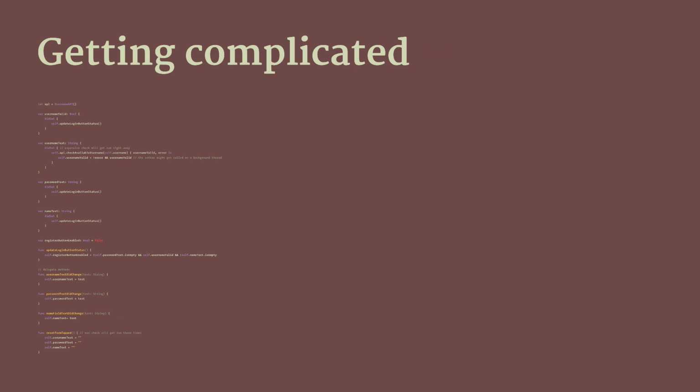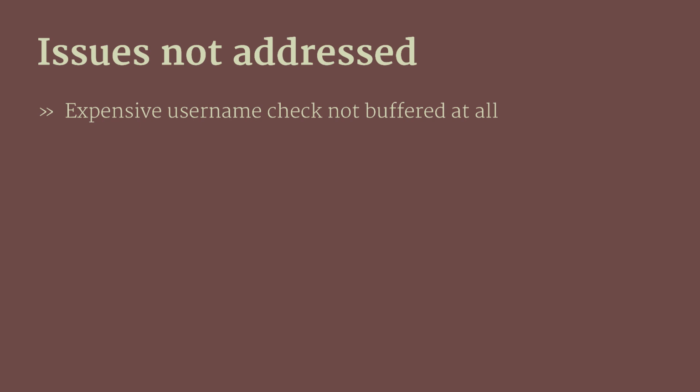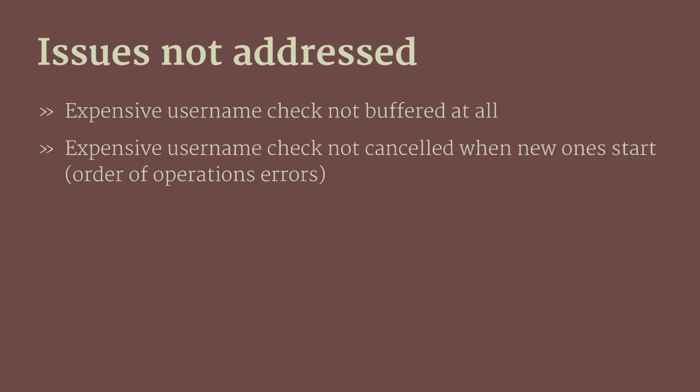So this code is getting pretty complicated at this point for something fairly simple, and we're not even actually done yet. This code can't even fit on one slide. Things that we still haven't addressed include the expensive username check isn't buffered at all, so if someone's there typing away, every time they're making a change, we're firing off this expensive API call. It's also not canceled when a new one starts, so you could have order of operation errors when you fire off a request to check a username, they update it, it fires off another request. The most recent one goes quicker for whatever reason and comes back as invalid. But the older one comes back and then says valid and overrides the correct status. And then you have an issue with your UI.